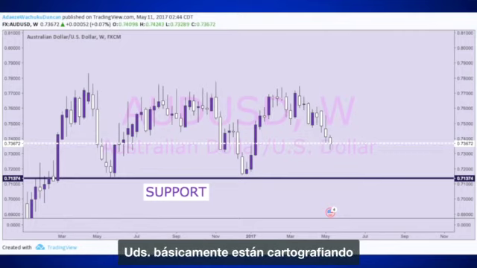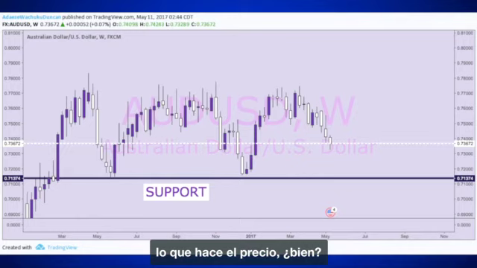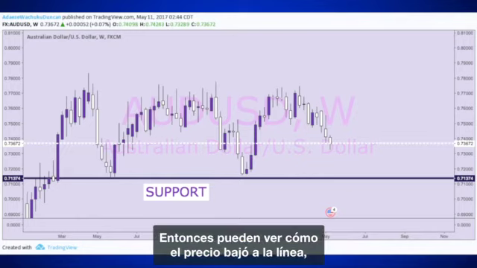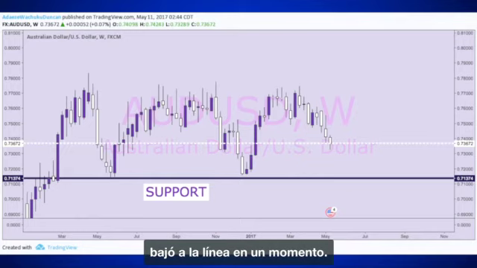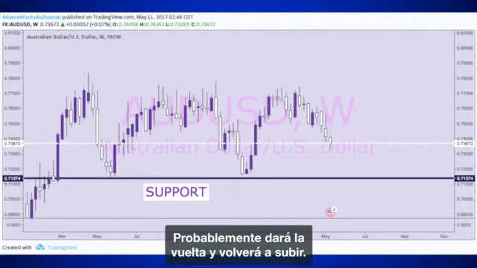You're basically mapping out what price is doing. All right. So you can see how price came down to the line at one time, and then it turned around and went up. Then it came down to the line again. And then what happened? It turned around and went up. So now you see price approaching that same area. What are you going to be thinking that price is possibly going to be doing? Probably turning around and going back up.